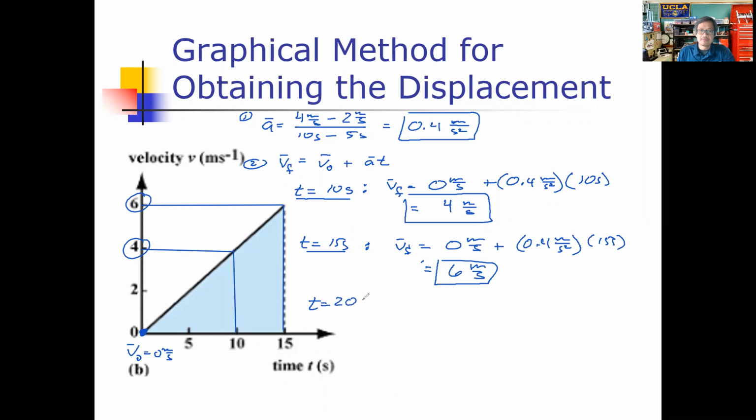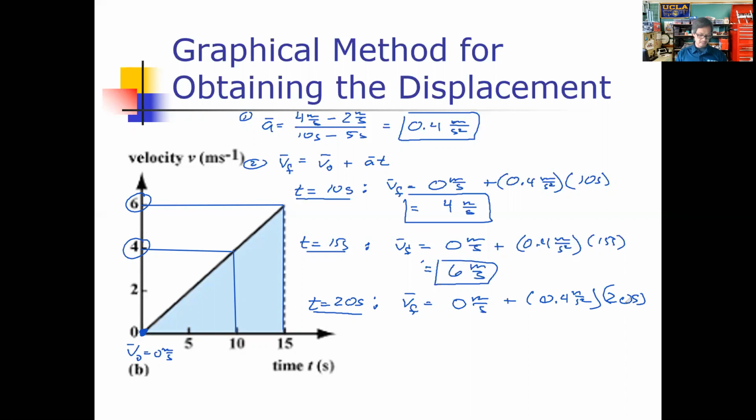Now we're going to extrapolate, because 20 seconds is not included on this graph. The graph here ends at 15 seconds. But since we have this formula now, we can find the velocity at 20 seconds by plugging it into the equation. Again, the initial velocity is going to be 0, with 0.4 meters per second squared. And this time we have it at 20 seconds. So let's plug that into your calculator and get the answer here.